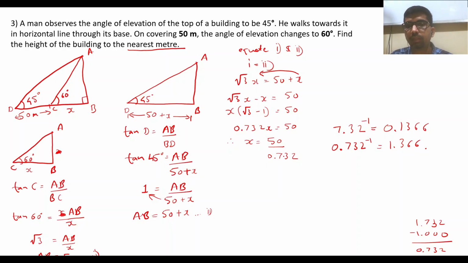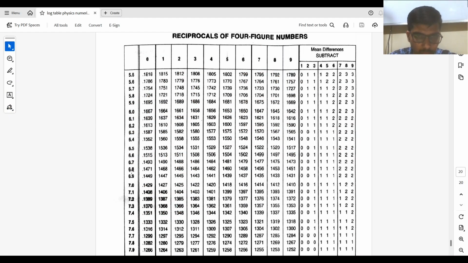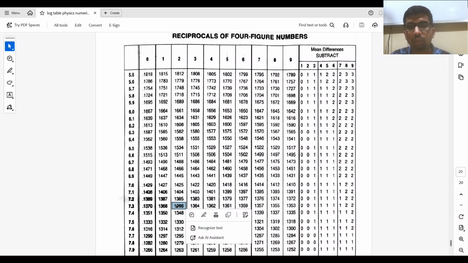The answer what we get is 7.32. Bring the decimal towards the right. We have to find the reciprocal of first 7.32. Go in the logbook, find the intersection of 7.3 and 2. 7.3 is over here and 2 is over here. So 7.3 and 2, where they intersect, is 0.1366. Always take the decimal first. It is 0.1366. Write that.